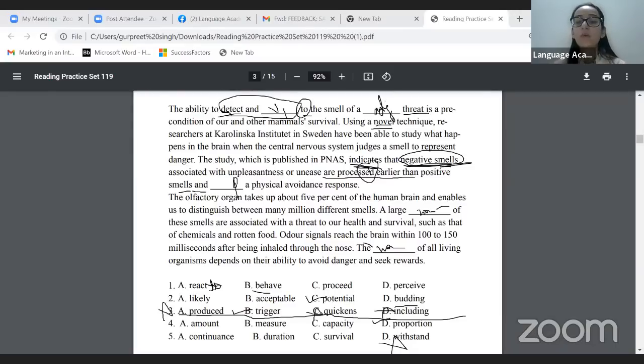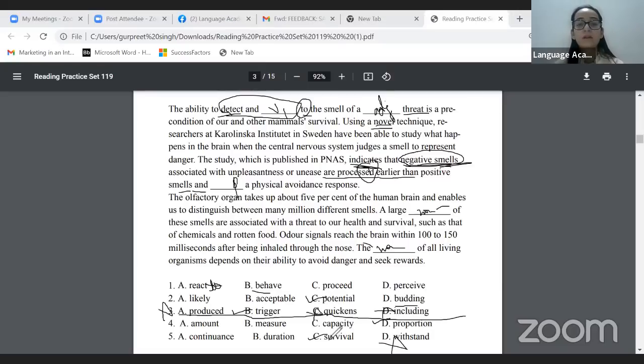Out of continuance and survival, survival is a better word to be used for living things. We don't say continuation of a human being. We say survival of a human being or living organism, be it animal, insect, or human being. The survival depends upon how well we can avoid danger. Only then can we survive. So these are the answers.